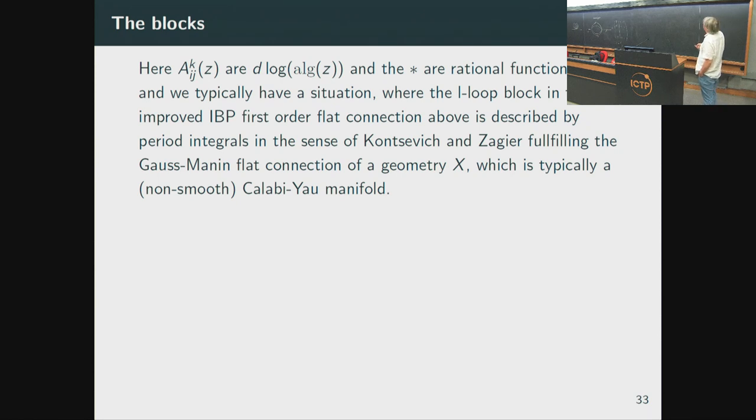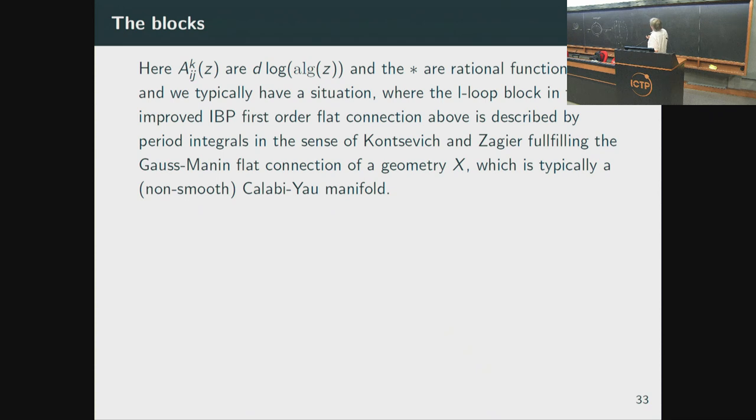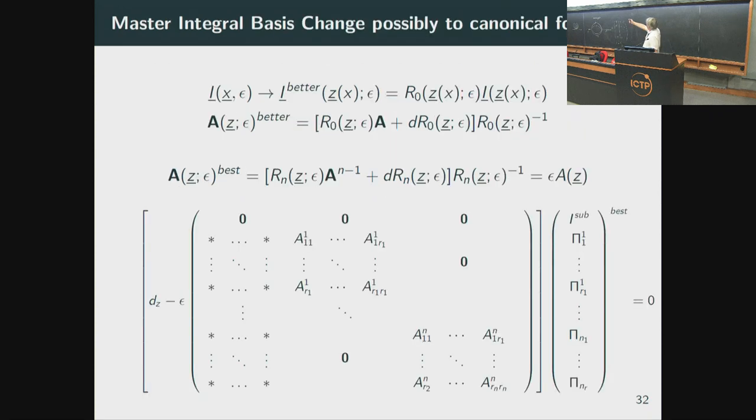So in this case here, you see that these blocks that I indicate, which you can read off if you achieve this epsilon form with the diagonalization, are Gauss-Manin connections of Calabi-Yau. And also from the ice cone graph, it is actually pretty much the right blocks, because these two blocks are the banana graph at z and the banana graph at 1 over z. So it's somehow clear that the banana graph is in this ice cone graph in this way.